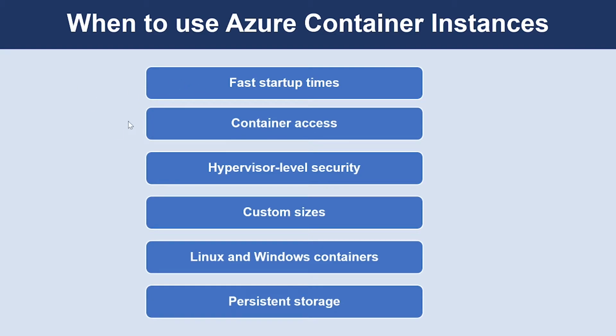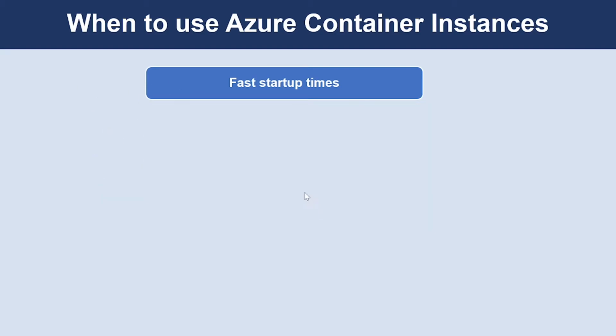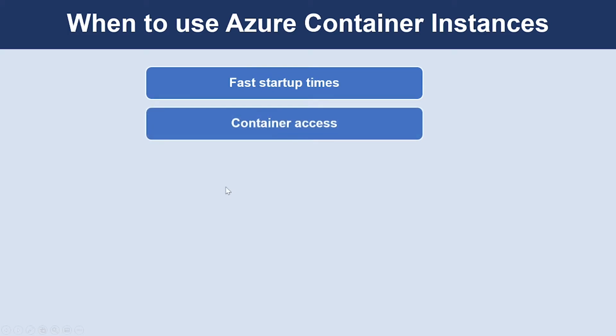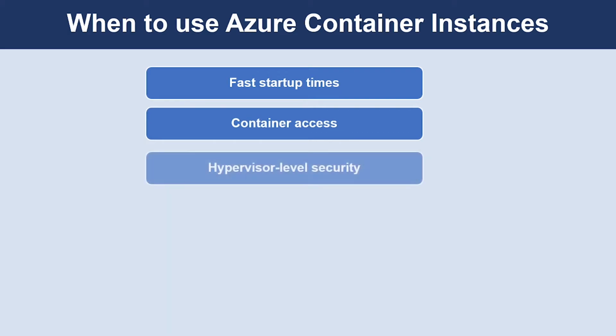So let's go through these ACI features. First, let's understand fast startup times. Containers offer significant startup benefits over virtual machines. Azure Container Instances can start containers in Azure in seconds without the need to provision and manage virtual machines. The second feature is container access. Azure Container Instances enable exposing your container group directly to the internet with an IP address and a fully qualified domain name.